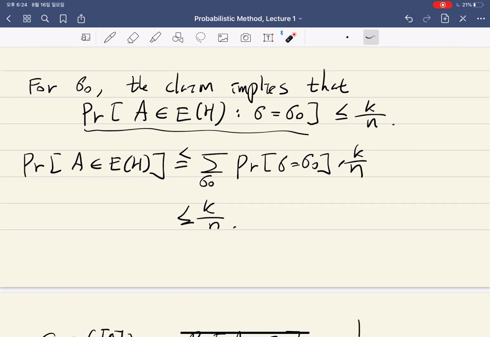Anyway, I hope this illustrates what the probabilistic method is. And next time we will consider a few more examples of this kind of probabilistic method proof.